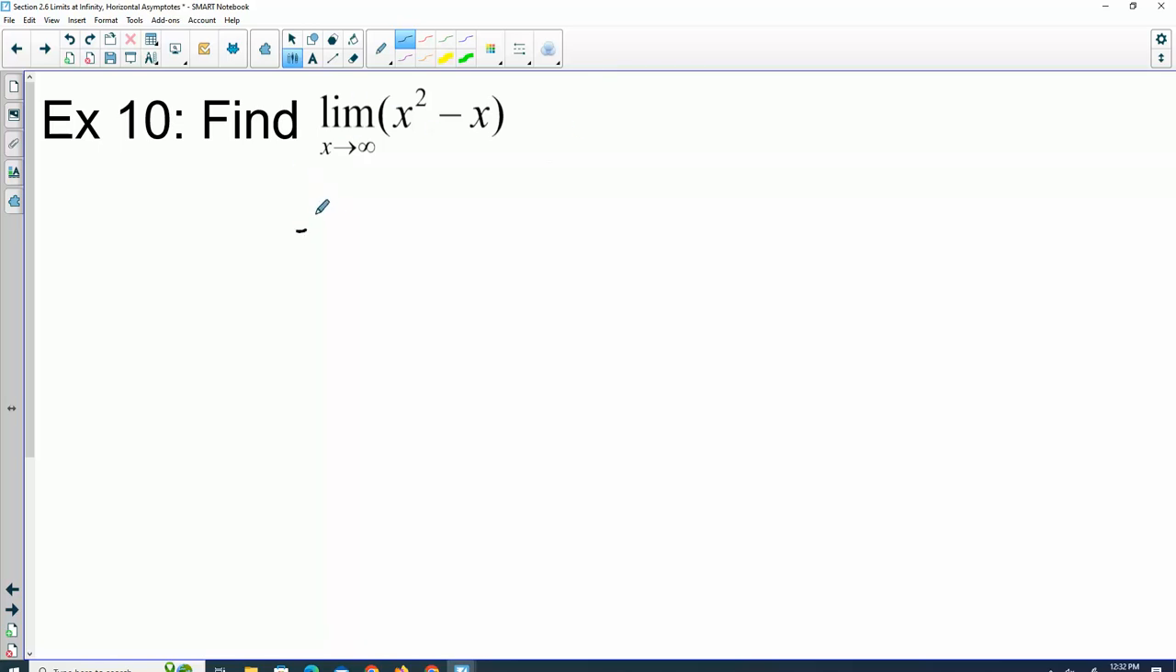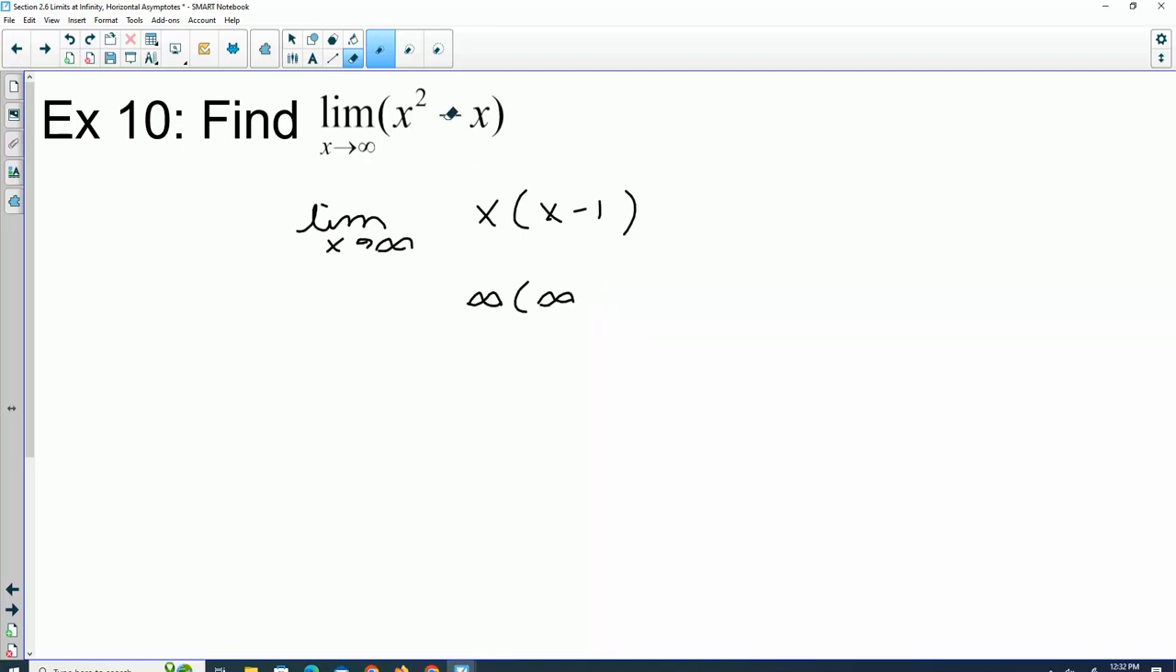What if we took an x out? That's a good question. So that would be x times (x minus 1). If I plug in infinity, we're multiplying. What happens if you take a huge number and subtract 1? It's still a very huge number. So a really big number times a really big number is a really big number, which is infinity. So we know that if we multiply big numbers, we get a big number, and if we add big numbers, we get a big number.